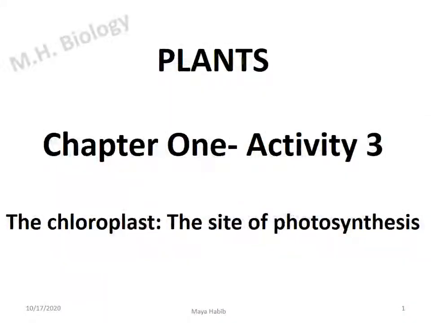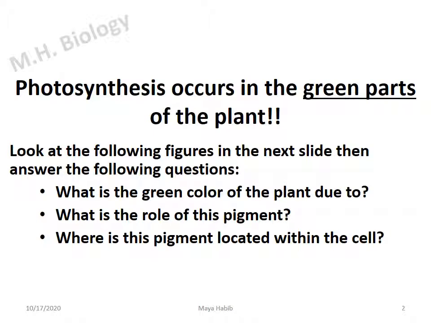Good morning. Today's session would be about the chloroplast. We will start with activity 3 in chapter 1. And we are going to see where does photosynthesis occur in green plants. First you have to know that photosynthesis occurs in the green parts of the plant. We are going to see a figure in the next slide, and we are going to answer the following questions.